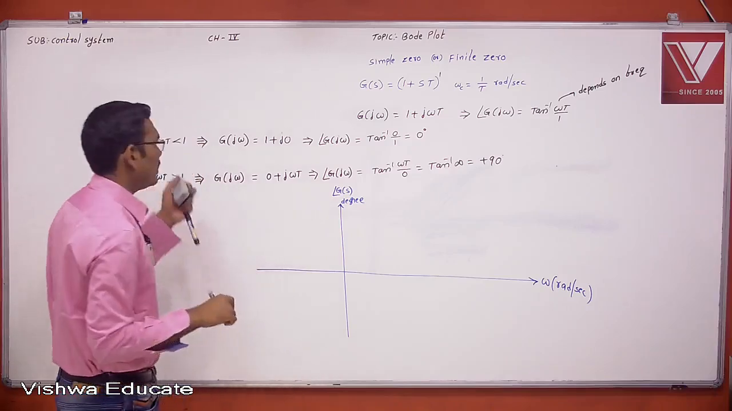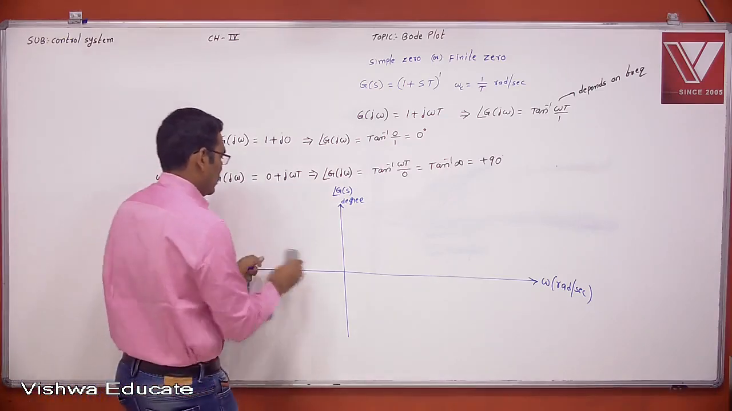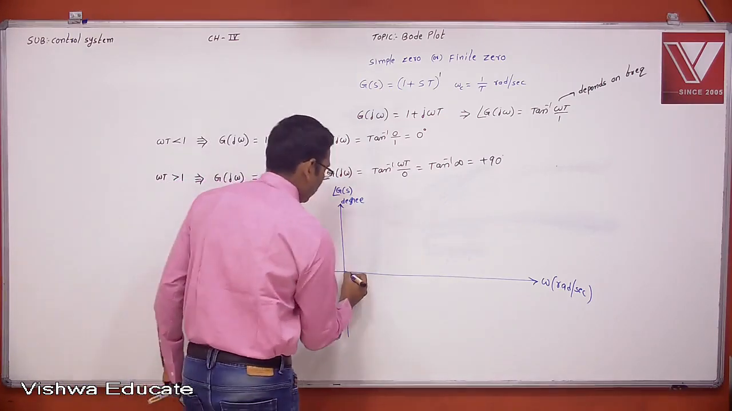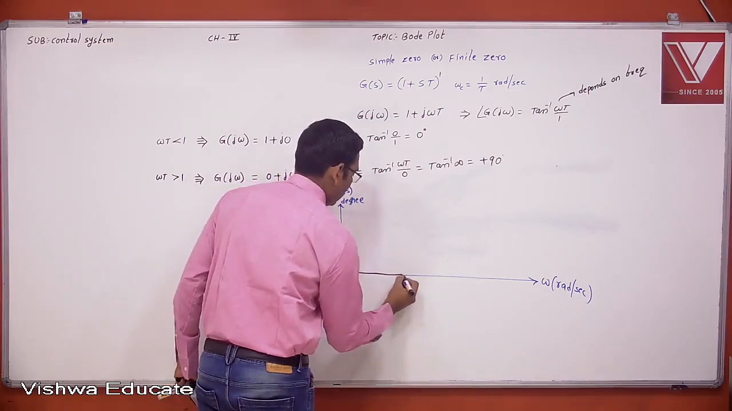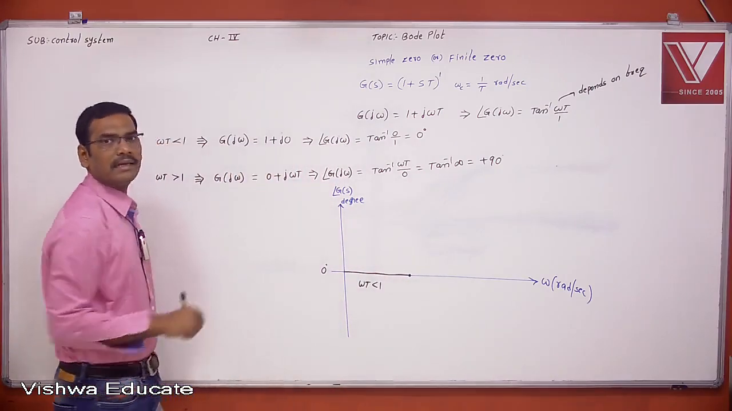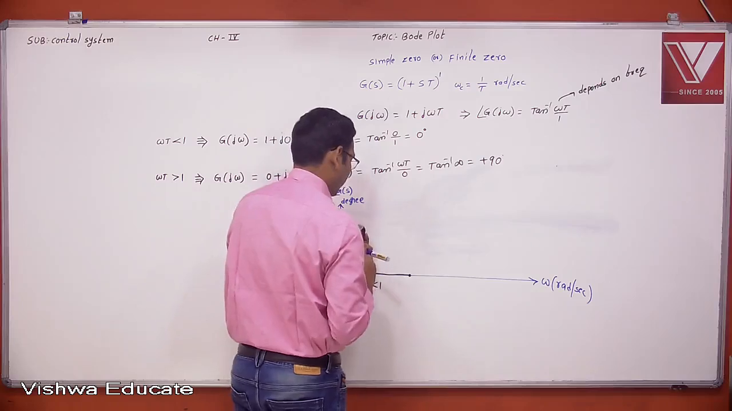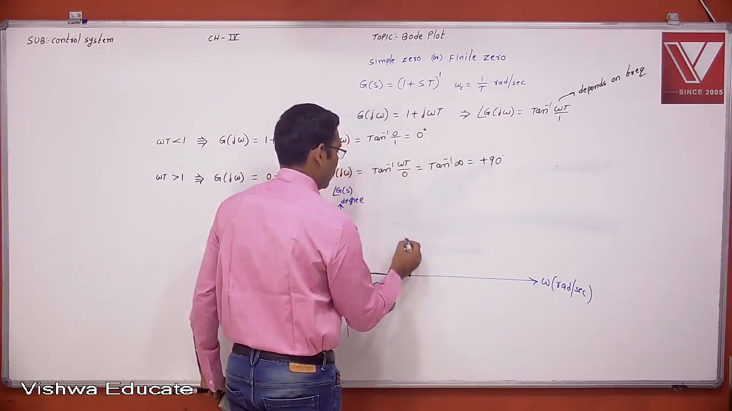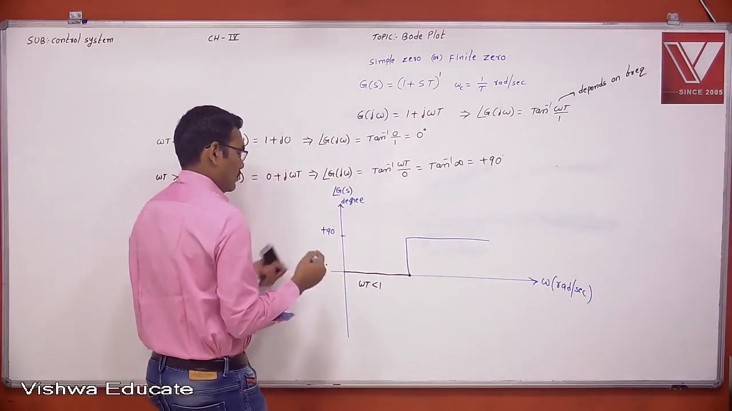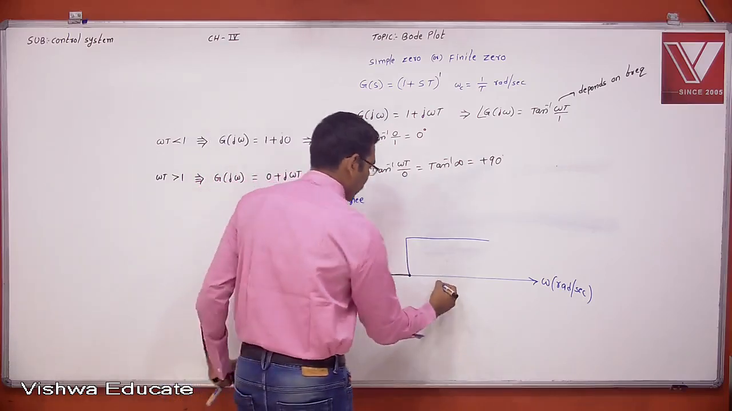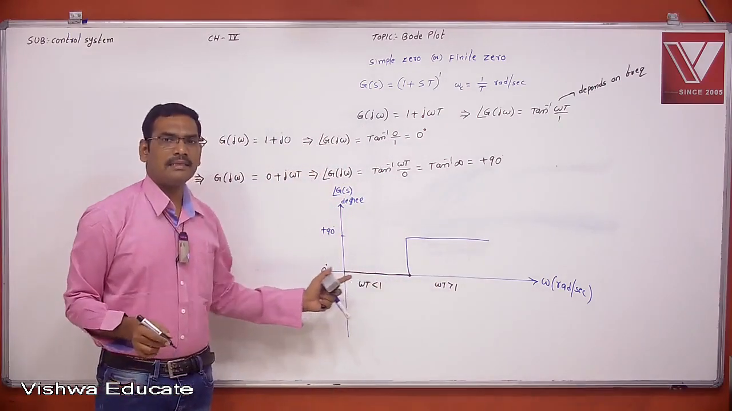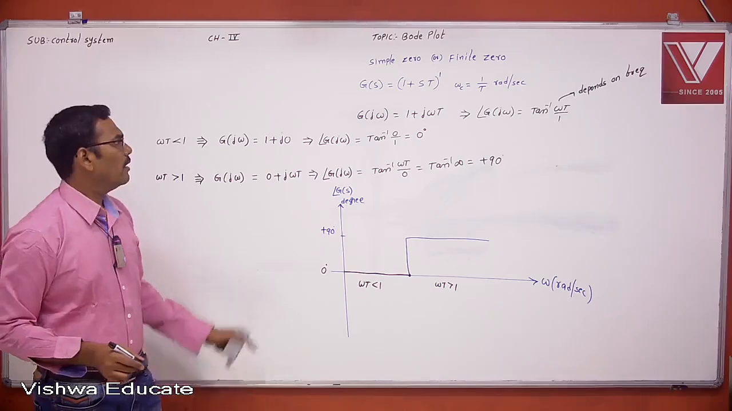When omega T is far less than 1, what is the phase? 0 degrees. But when omega T is far greater than 1, the phase is 90 degrees. When omega T is less than 1, the phase is 0 degrees. Okay. Now this is also the same.